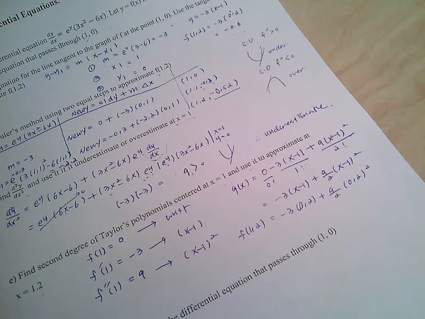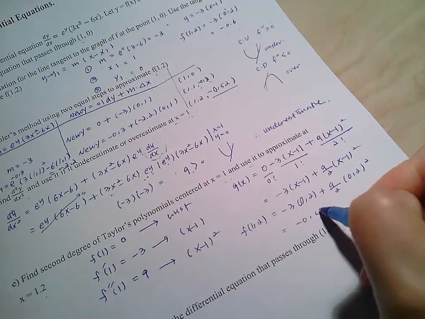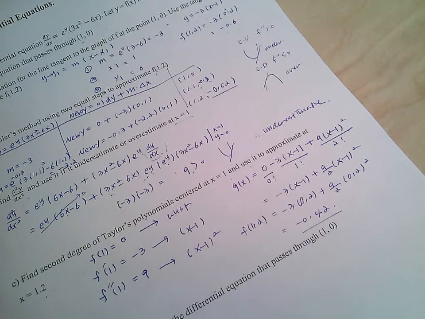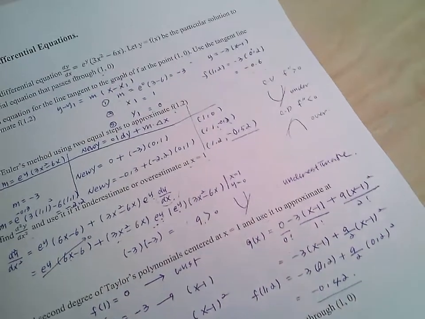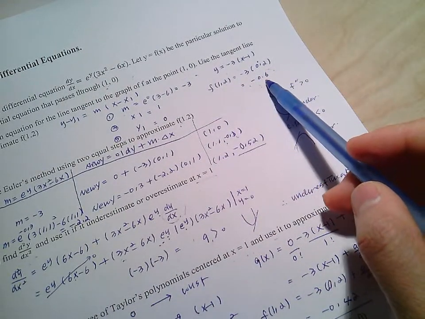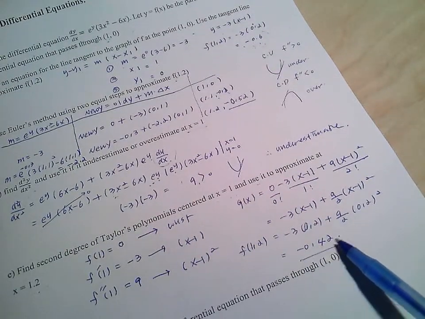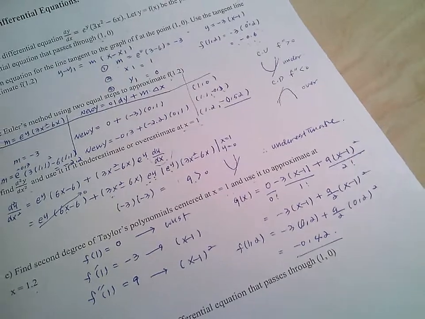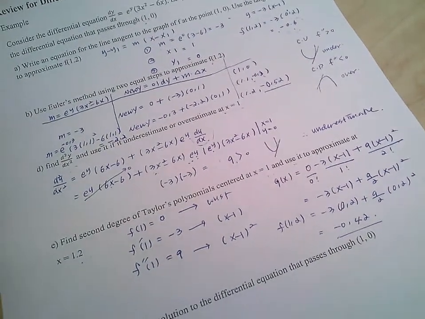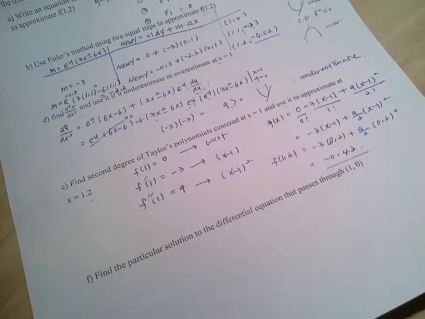So if you plug in that, if you evaluate it, that is negative 0.42. Again, this one is also an approximation. If you compare all the values, using the equation of the tangent line, the approximation is negative 0.6, negative 0.52, and this is negative 0.42. But we are not sure yet which one is the best approximation. At the end, we're going to find out the exact value after we find the particular solution.